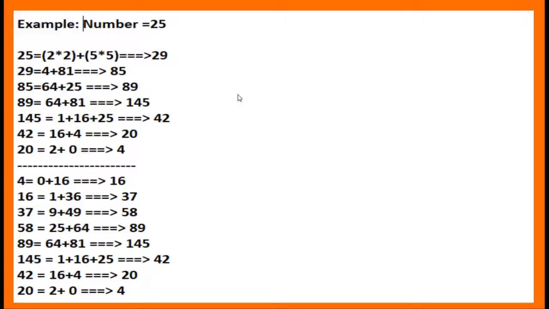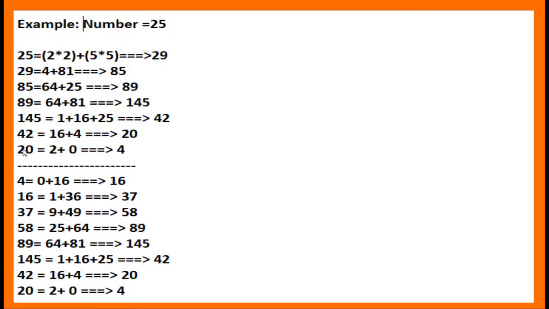So let us consider another example where our number is 25. I am doing the same set of steps for this 25: 2 square, 5 square, 29, and 29 is not equal to 1. Hence I would be doing the same process. Next, 4 and 9 square, 81, 85. 85 is again 8 square plus 5 square, that is 89. Again 89, 8 square plus 9 square, that is 145. Again 1 square plus 4 square plus 5 square, that is 42. Again 42 is 4 square, 16, 2 square, 4, 20.